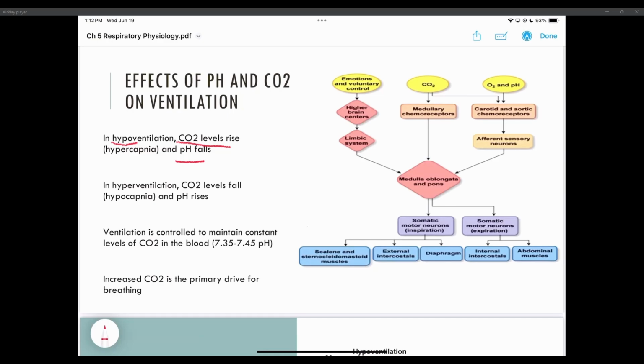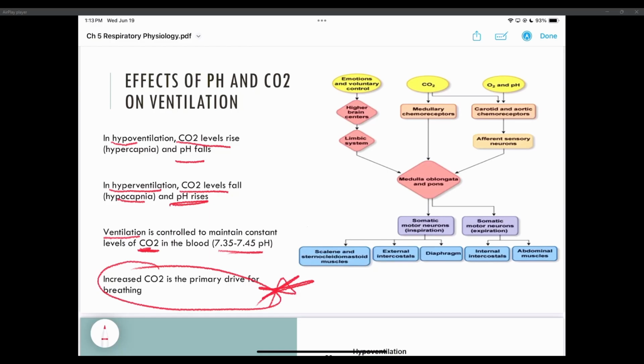In hyperventilation, now we're breathing too much. CO2 levels fall because we're having a lot of gas exchange. CO2 goes off really fast, and our CO2 levels drop, called hypocapnia, and the pH levels rise because we're losing CO2, we're losing the acidity. Our pH levels will start to rise. Ventilation is controlled to maintain constant CO2 and a blood pH between 7.35 and 7.45. Increased CO2 is the primary drive for breathing. CO2 is what does it, not lack of oxygen.